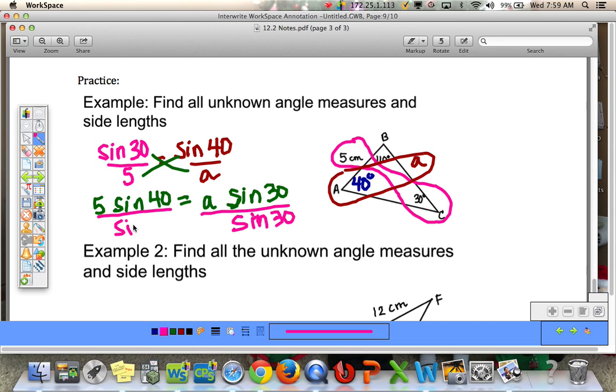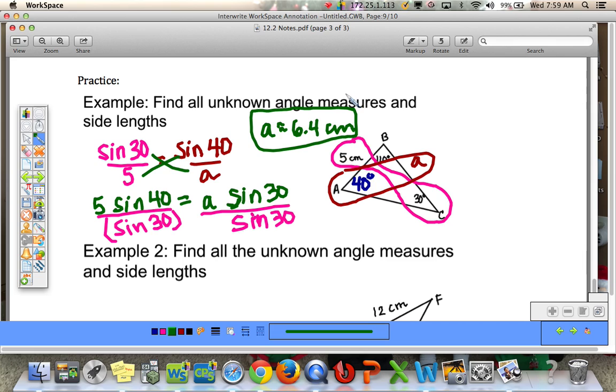And in your calculator, remember to be in degree mode, type this in: 5 sine of 40 divided by sine of 30. And we will get the length of side A. So I did this ahead of time. I got A is about 6.4 centimeters.